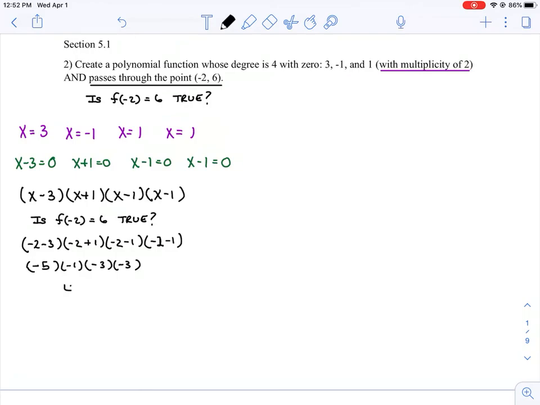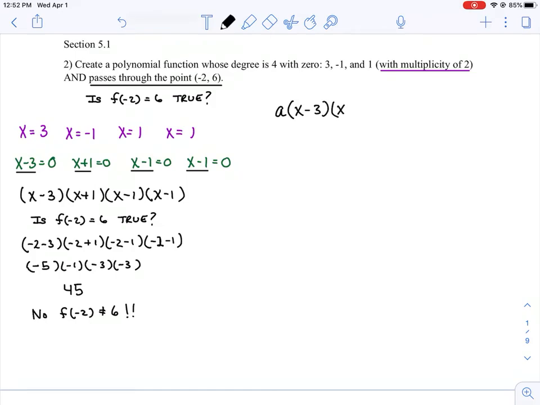And the result is 45. So no, f of -2 doesn't equal 6. So what are we going to do? We can't create another factor, because if we did, this polynomial will have a degree 5. So we can't create another factor that looks like x minus 3 or x plus 1 or x minus 1 or x minus 1.